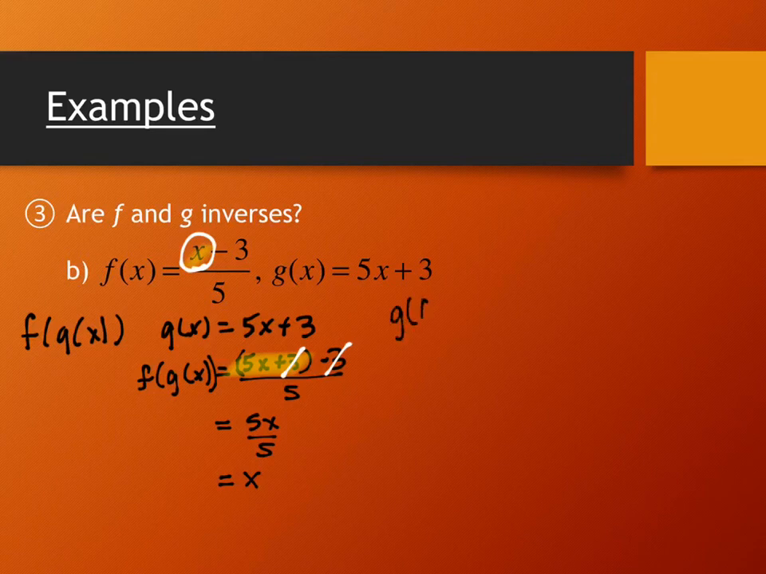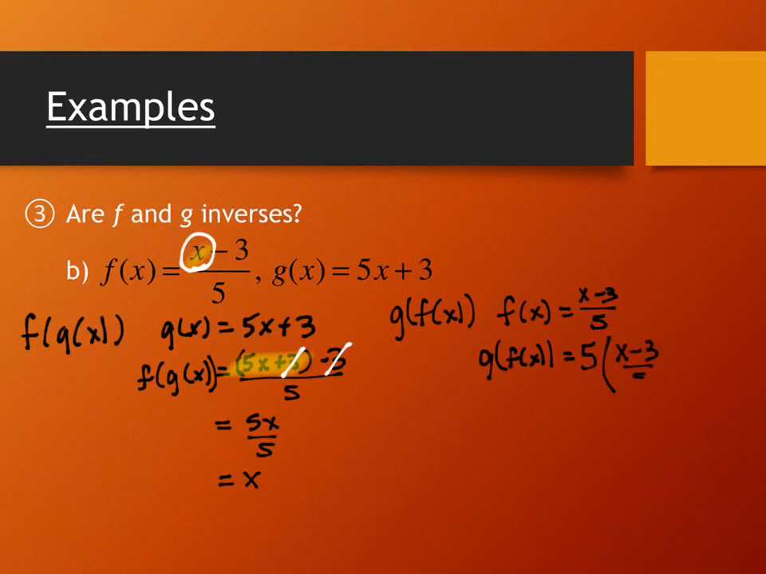Now I have to go the other direction, g of f of x. So f of x is this fraction, x minus, is it minus? Yeah, minus 3 over 5. And then I'm going to take that and put it into the g equation. So the g equation has a 5, and then it has x, but my x is now x minus 3 over 5, and then plus 3. So again, this is replacing the x in that equation. That's what you're seeing happening.